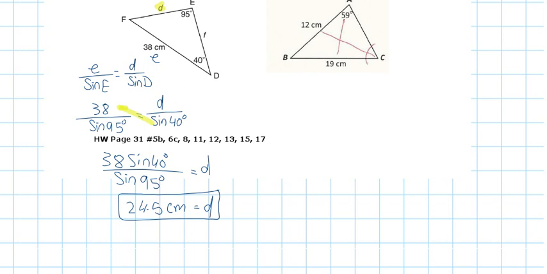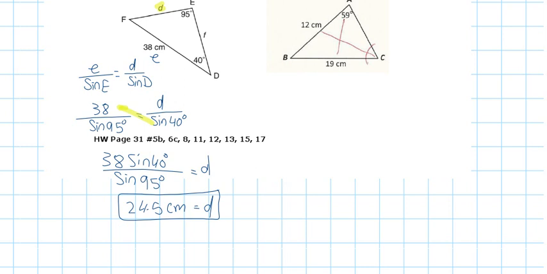Here's something you're going to have to think about when you're doing your questions, especially with trigonometry and triangles: the biggest angle is going to have the biggest side across from it. Because my side is smaller than 38, I'm good, because the 38 is across from the 95, while the 40 should be across from a smaller side. So the smaller angle always corresponds with the smaller side, and the bigger angle corresponds with the biggest side. Did I answer the question? Do you understand what we're doing?